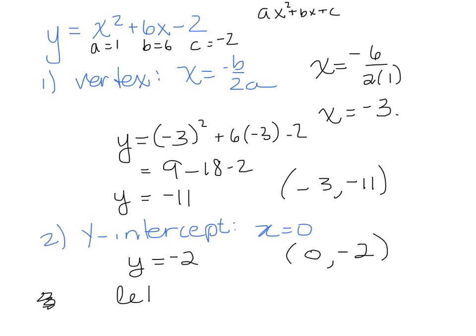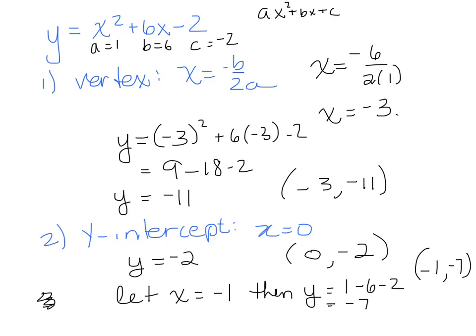Let's let x equal negative 1. So then y is equal to negative 1 squared, which is 1, minus 6, minus 2, and I'm getting negative 7. So I have this point, negative 1, negative 7. So there's 3 nice points I can put on my graph to start with.